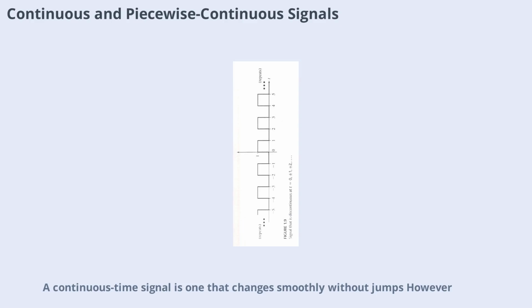A continuous time signal is one that changes smoothly without jumps. However, some signals are only continuous in pieces, with sudden jumps at specific points. These are called piecewise continuous signals. The ramp function and sinusoid are examples of continuous signals, while a triangular pulse may be piecewise continuous. Understanding these distinctions is important for analyzing real-world signals.